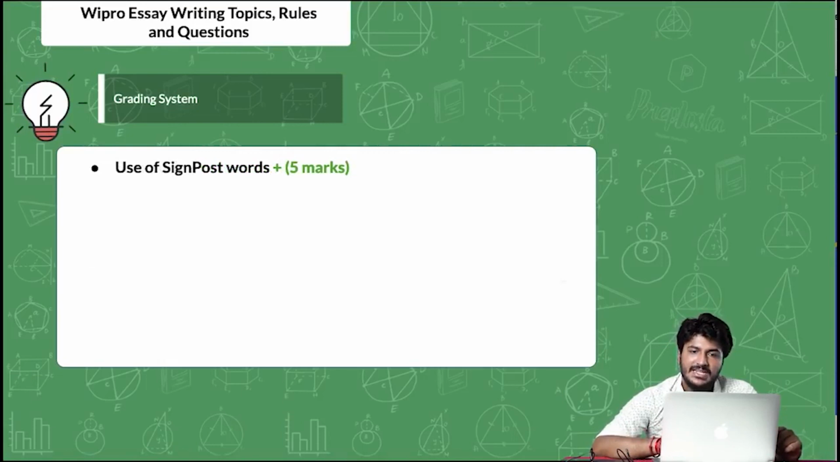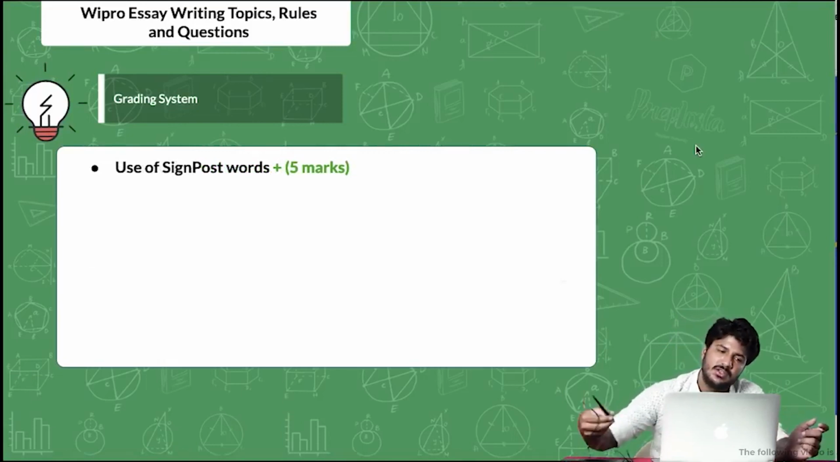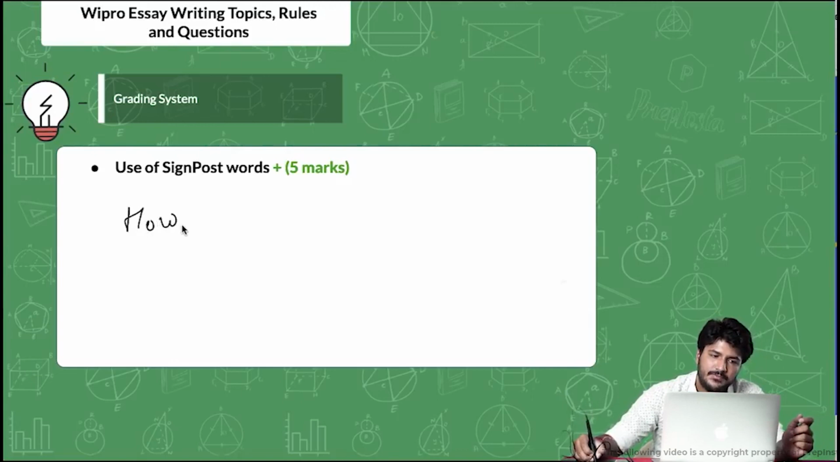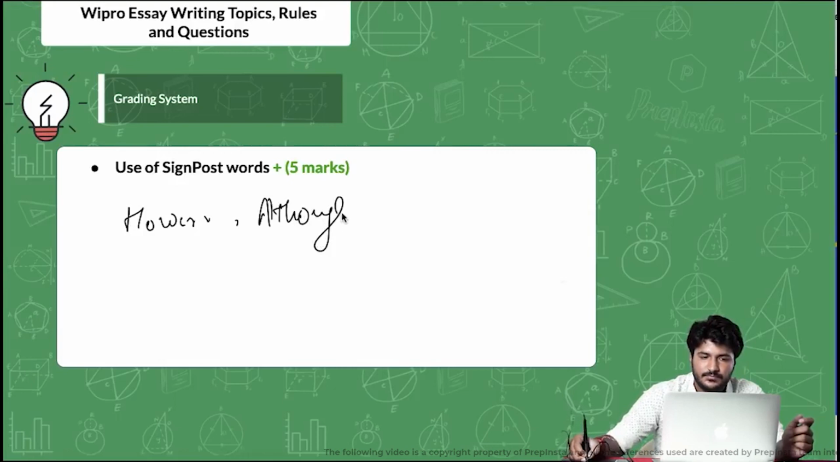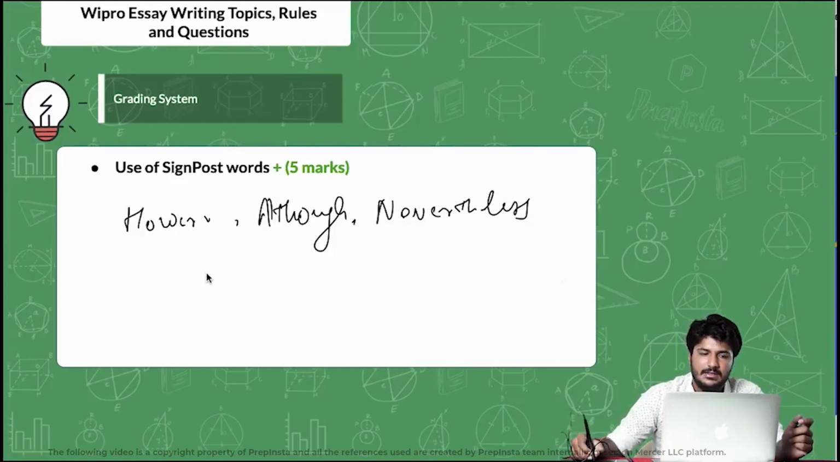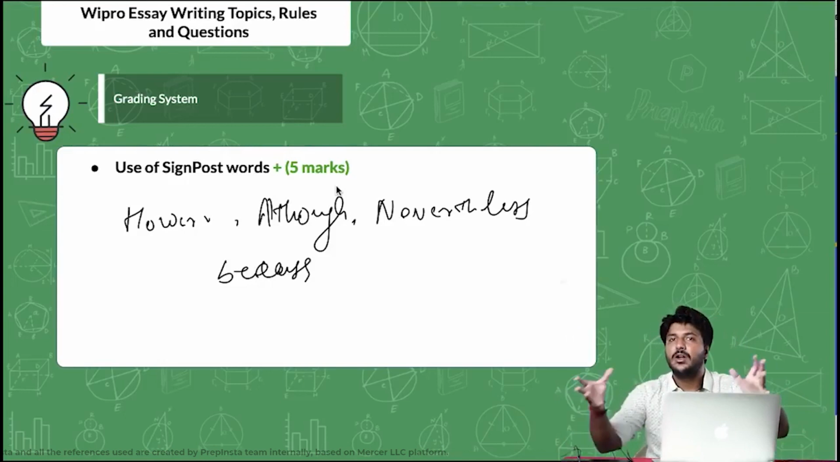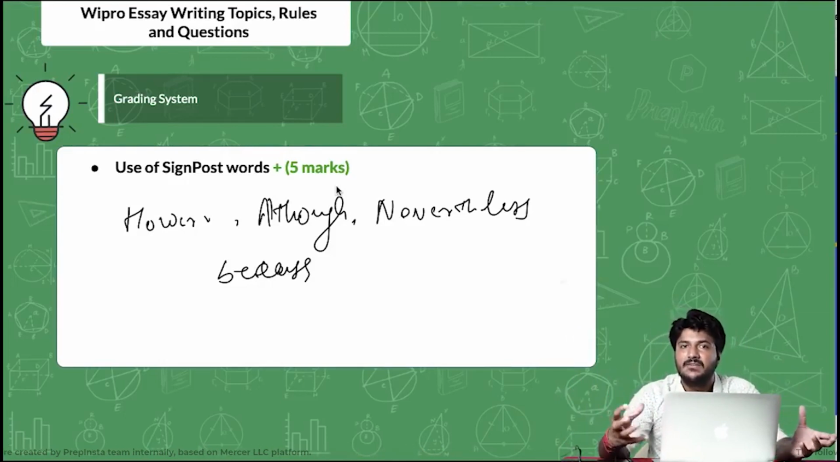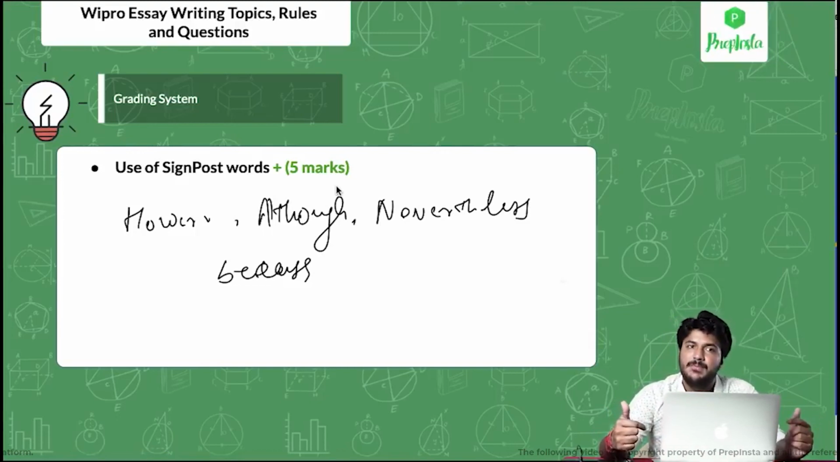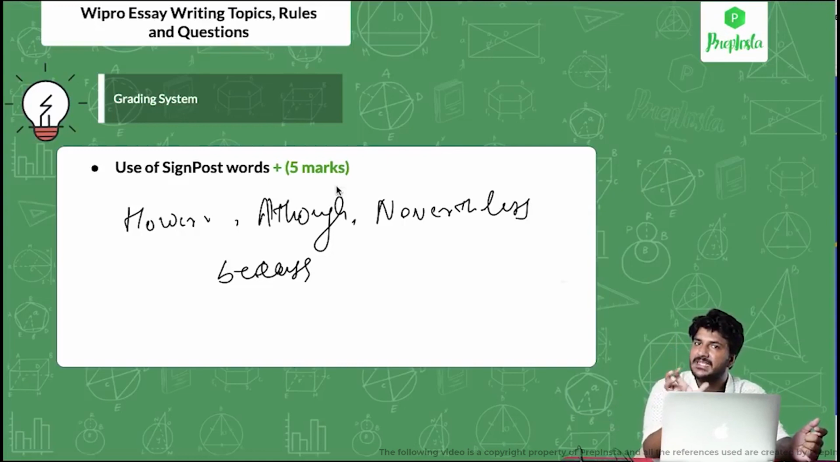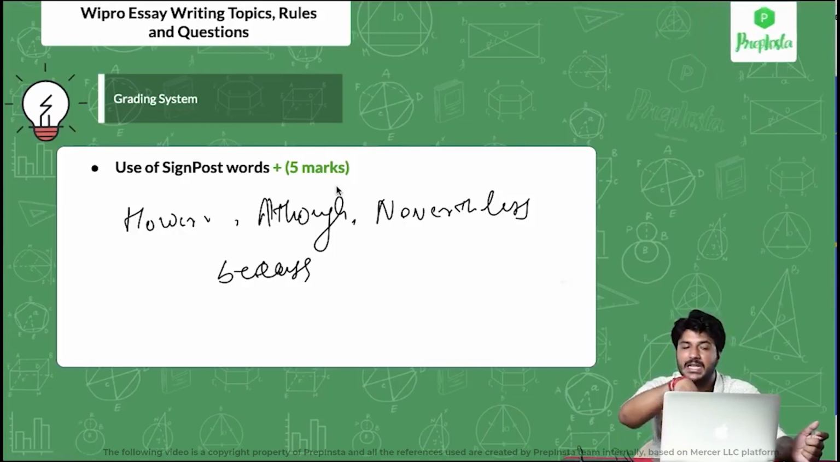Okay, so then the next thing that would be important would be signpost words. So the signpost words are however, although, nevertheless, because. So these are basically the words that shift the meaning or that give emphasis. So these are the words where a particular topic was being said, and then you either want to emphasize that topic with a signpost word or you want to completely shift away the focus.